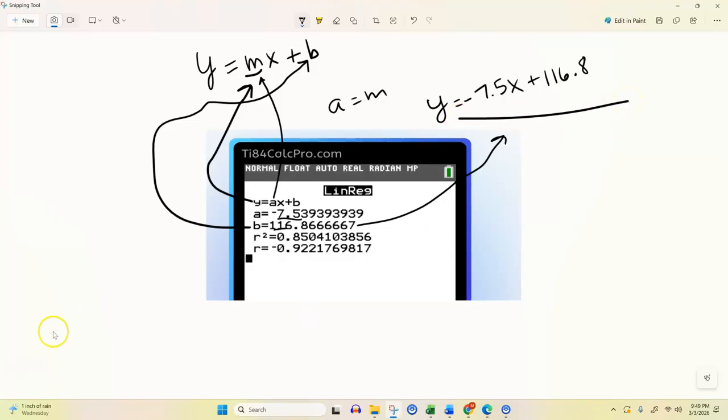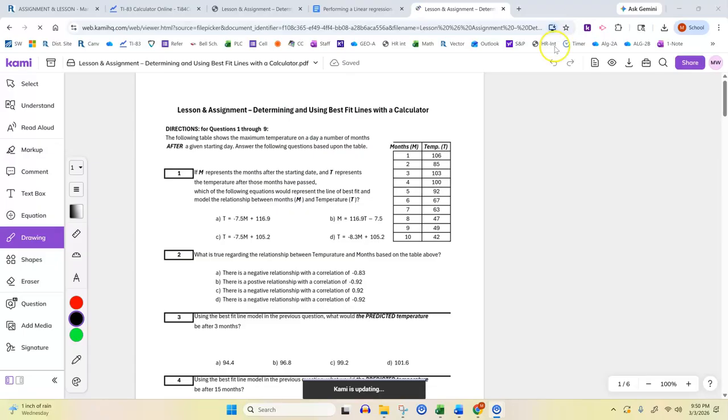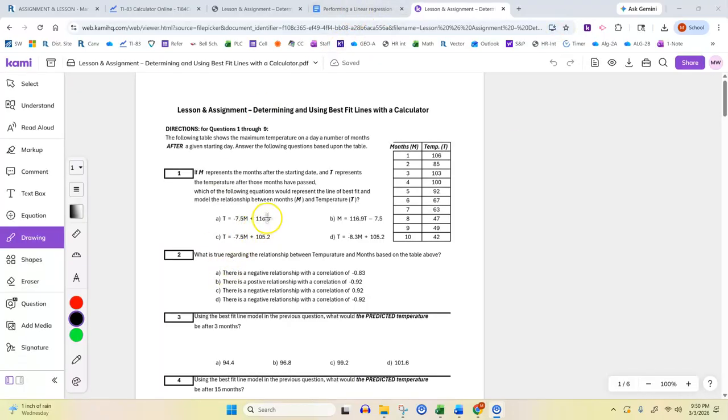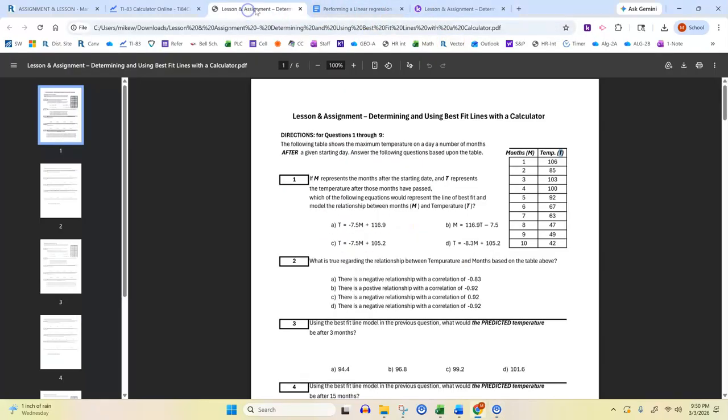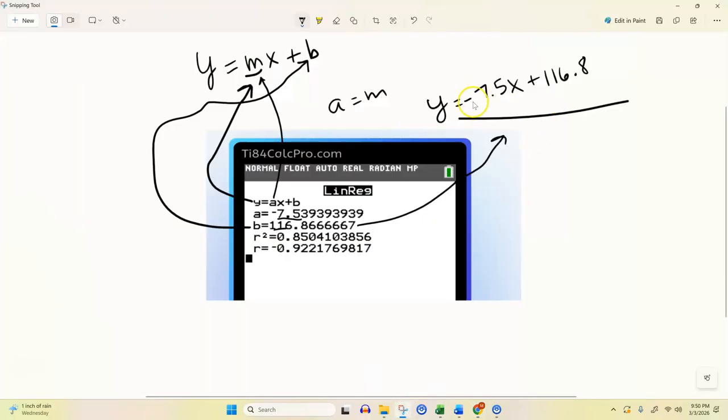So now we can actually answer the first question of the assignment. Which one of these choices matches what we got? Again, we got negative 7.5x plus 116.